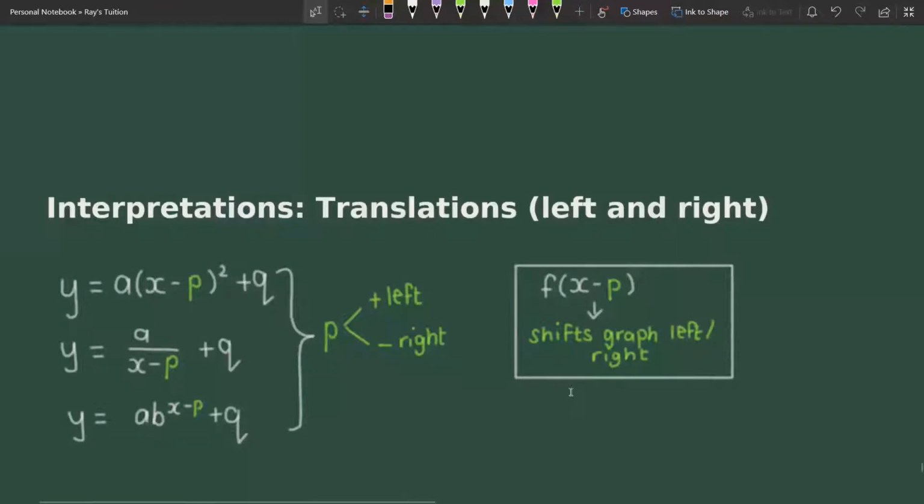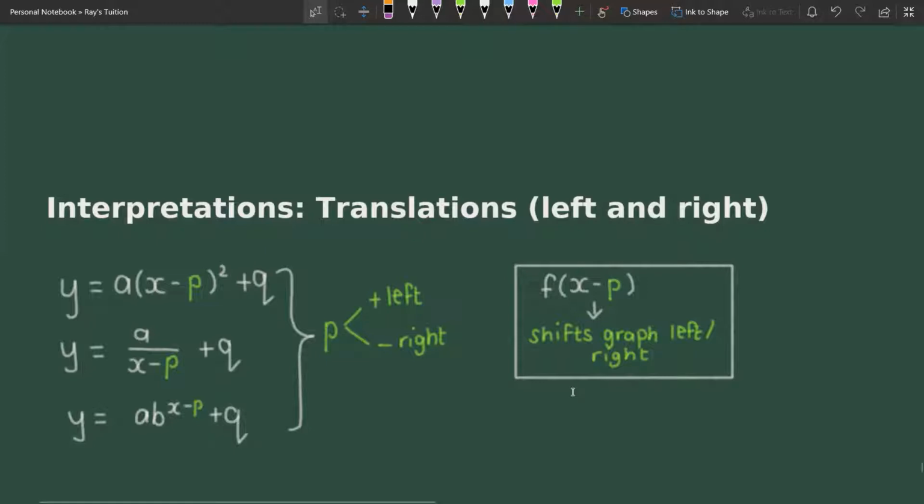Everybody, and welcome to this video on functions. In this video, we have a look at interpreting functions and interpreting changes of functions. So the first thing we'll look at is translations, and specifically left and right translations in this video.